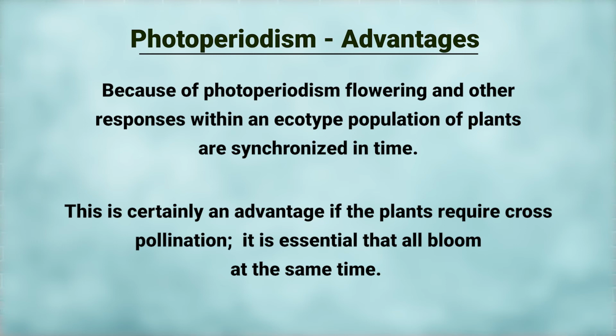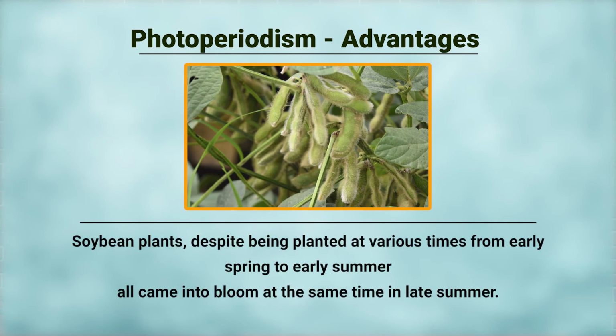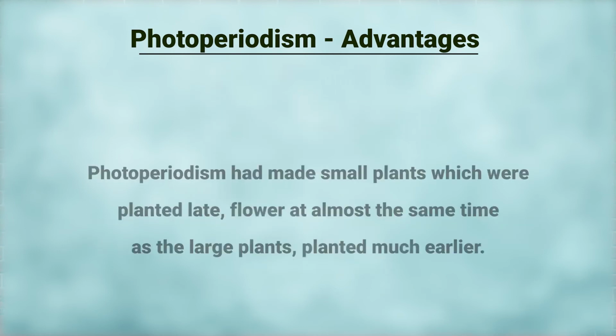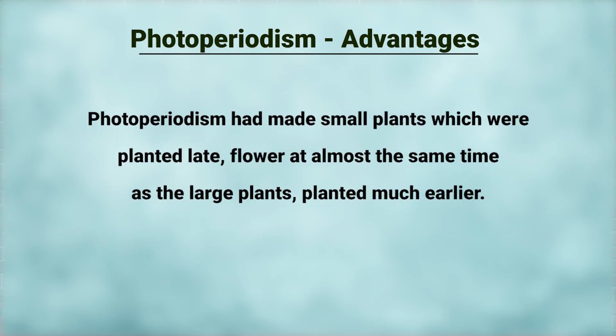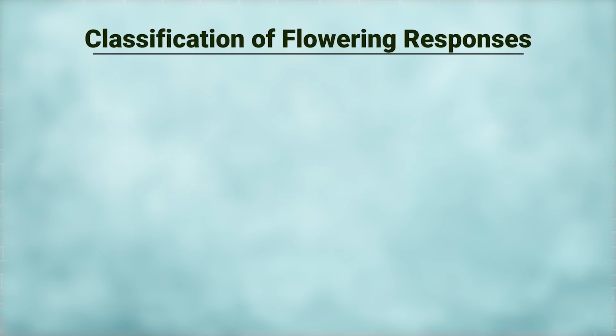This is certainly an advantage if the plant requires cross-pollination. It is essential that all bloom at the same time. Garner and Allard noticed that soybean plants, despite being planted at various times from early spring to early summer, all came into bloom at the same time in the late summer. Photoperiodism has made small plants which were planted late flower at almost the same time as the large plants planted much earlier. Classification of the flowering responses.